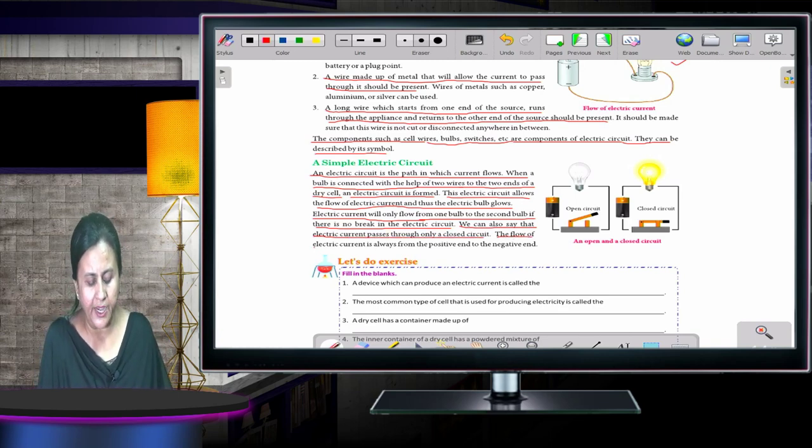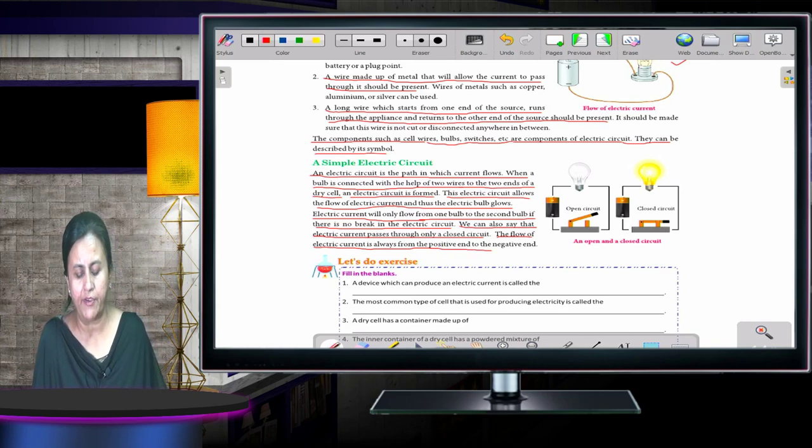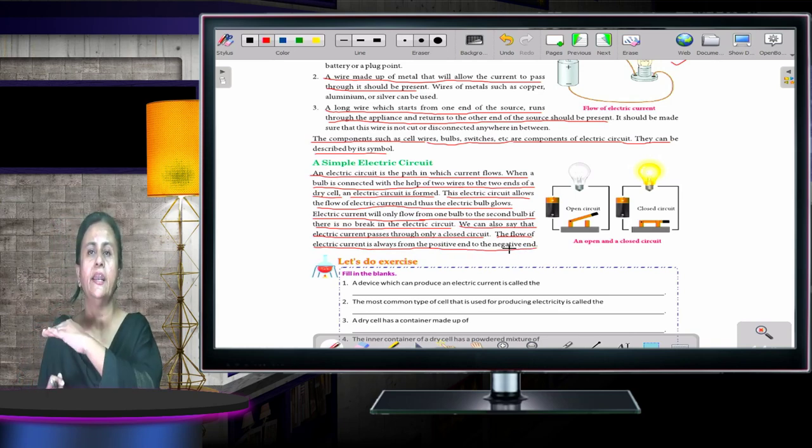The flow of electric current is always from the positive end to the negative end. It will flow from positive to negative.